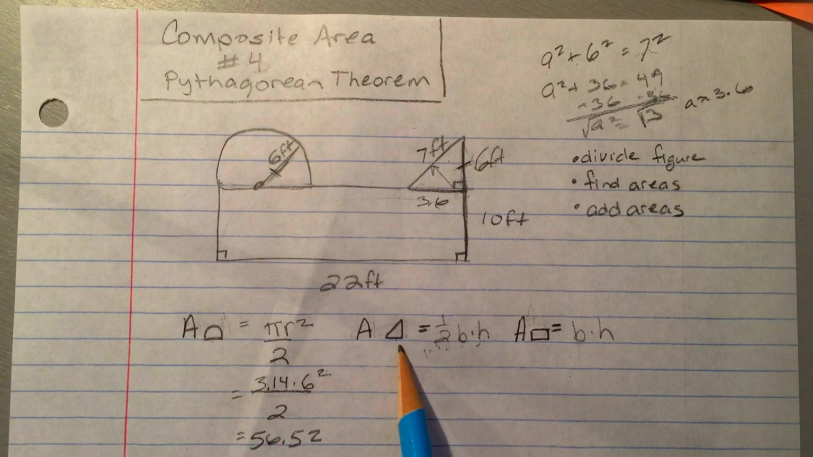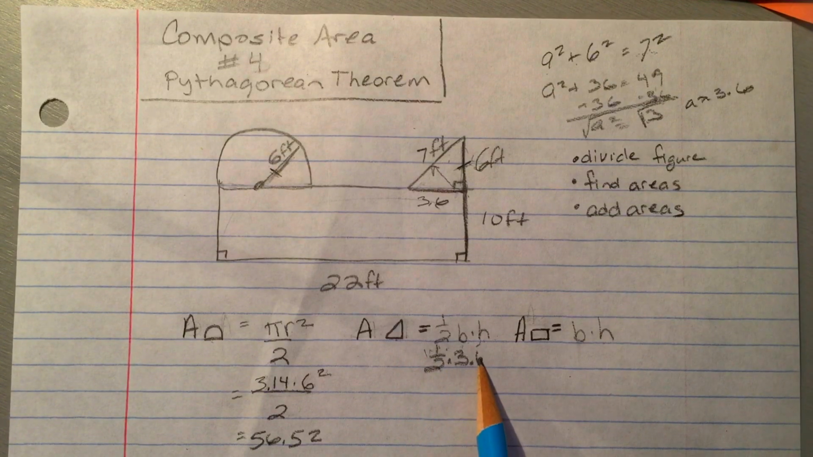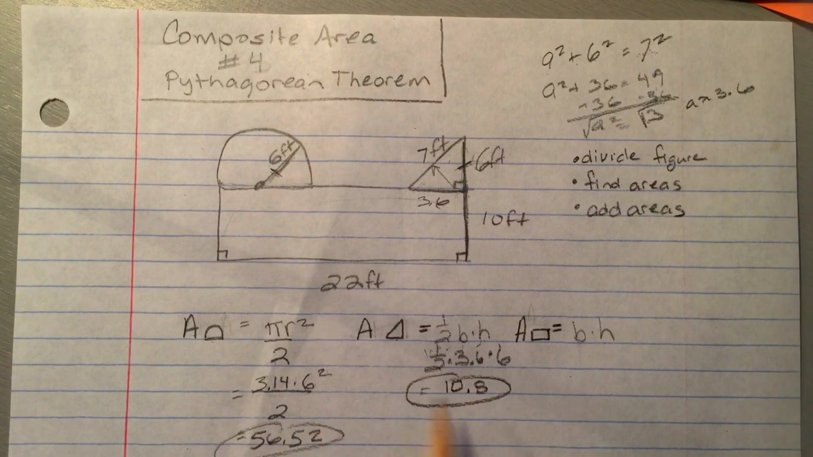We can say the area of this triangle is 1/2 times 3.6 times 6. And when I calculate that out, I get 10.8. 10.8 is the area of the triangle.